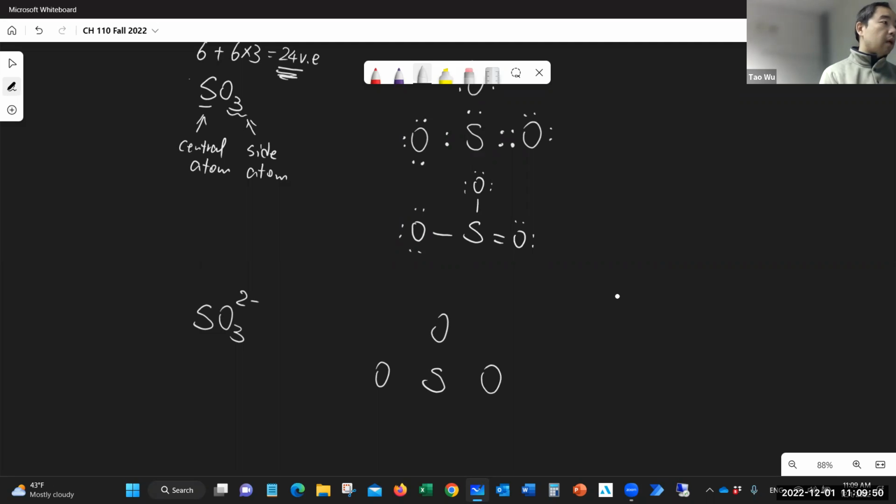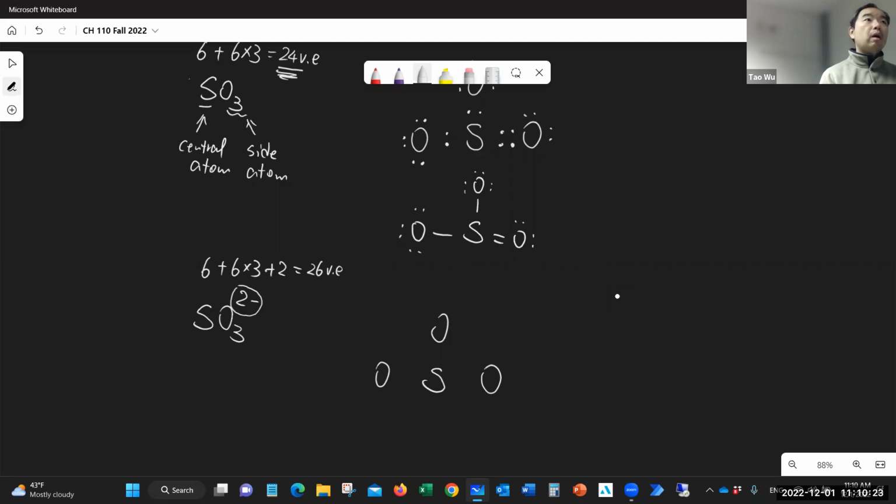When you count the valence electrons, again, sulfur has 6, and the oxygens have 6 times 3. And don't forget, this one has a charge. It has a 2 negative charge, which means it needs to gain 2 more valence electrons. So you add 2 more electrons. It's no longer 24 valence electrons, it becomes 26. Then you assign 26 dots instead of 24.